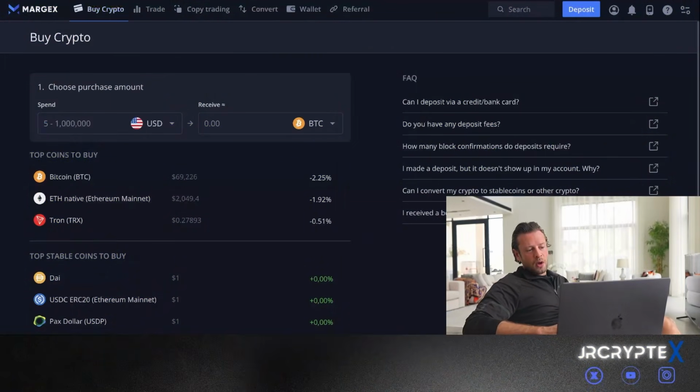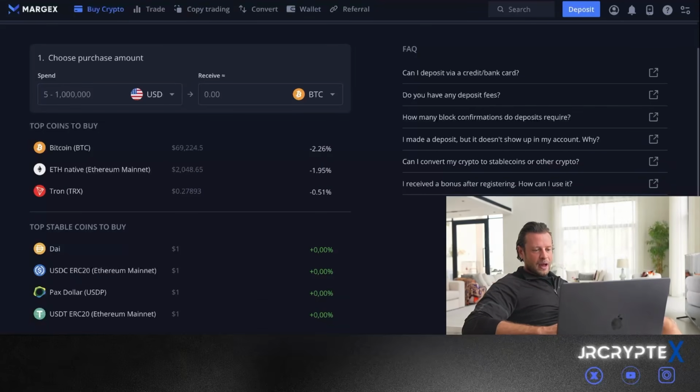Okay, guys. So as you can see along the top here, you can basically buy cryptos. You can purchase the amount USD to Bitcoin, top coins to buy here, top stable coins to buy. You can basically buy any coins. They've got hundreds of different cryptocurrencies on their exchange.